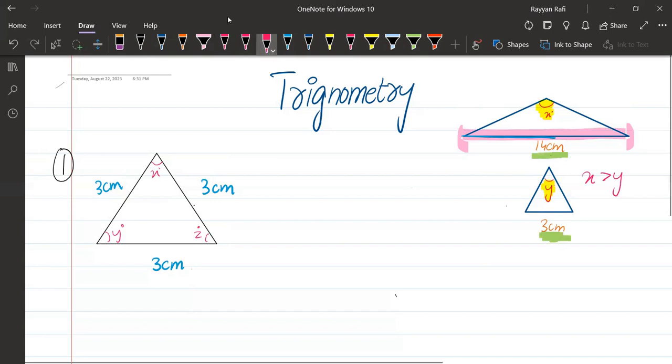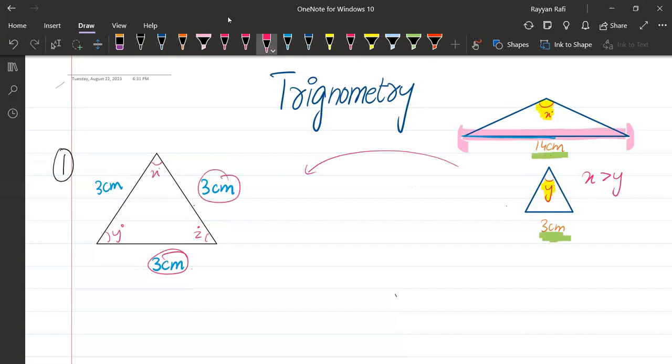Now, if I jump back to here, I can see that all of the sides are the same. This is 3 centimeters, this is 3 centimeters, this is 3 centimeters. Can we differentiate between them? Earlier we could see that here is a 3 centimeter side and here a 14 centimeter side. We could differentiate that the one with the greater length had a greater angle.